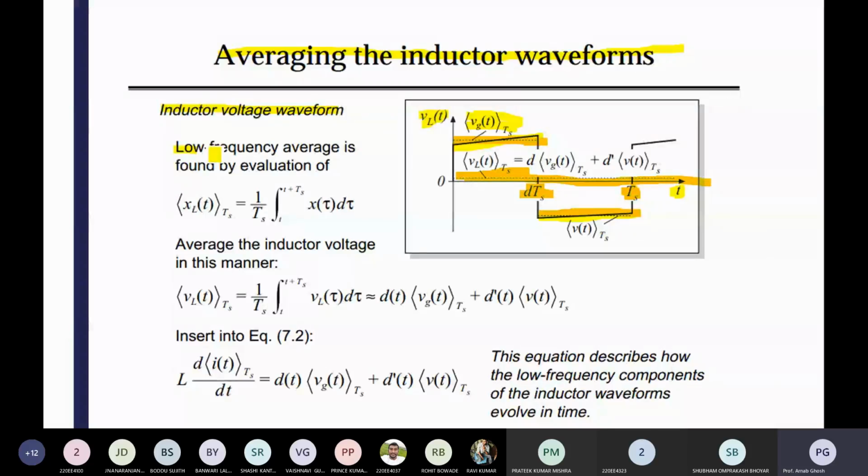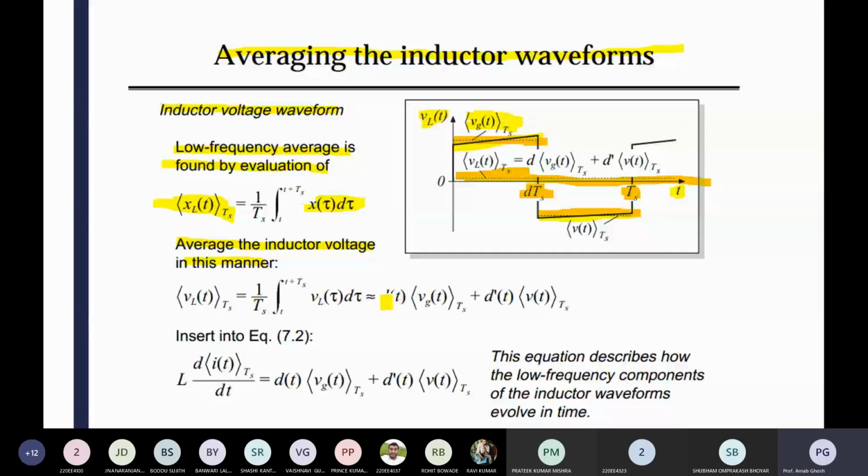That low frequency average is found with the equation of XL, which is one of the state variables. So XL(t) with the time period of TS: 1 by TS, integral from t to t plus TS of x(tau) d tau. Okay, so that is the state transition matrix. Now, if you make the average inductor voltage, finally you will get an expression like this.